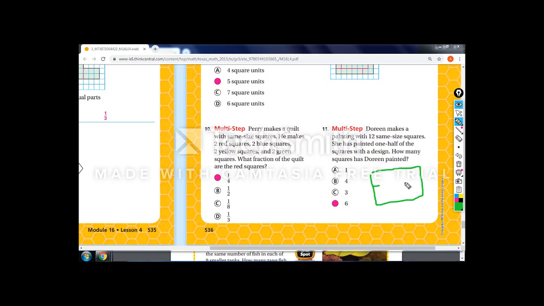Supposed to have 6. 2, 4, 6. These 6 have the design, and you just count the remaining ones.